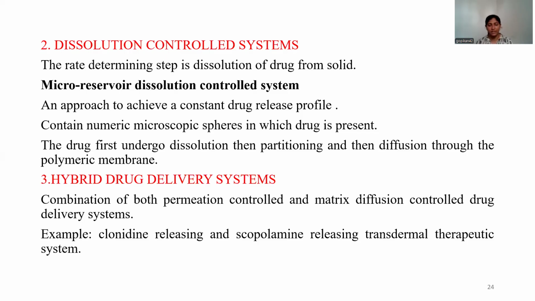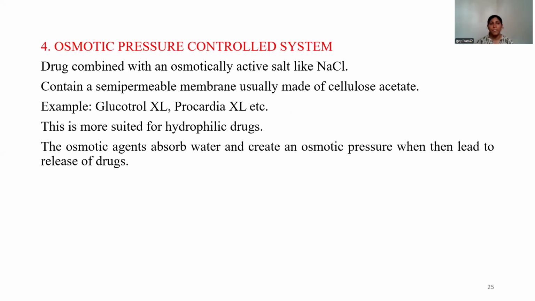Next is the hybrid drug delivery system, where a combination of both permeation control and matrix diffusion control drug delivery systems is utilized. It is a hybrid of both, and examples include the nicotine releasing and scopolamine releasing transdermal therapeutic systems.